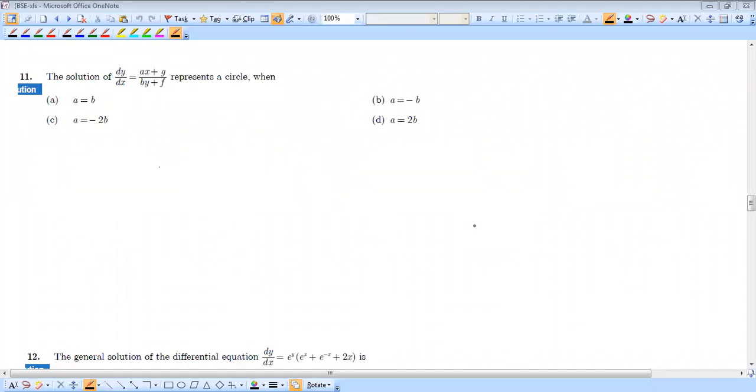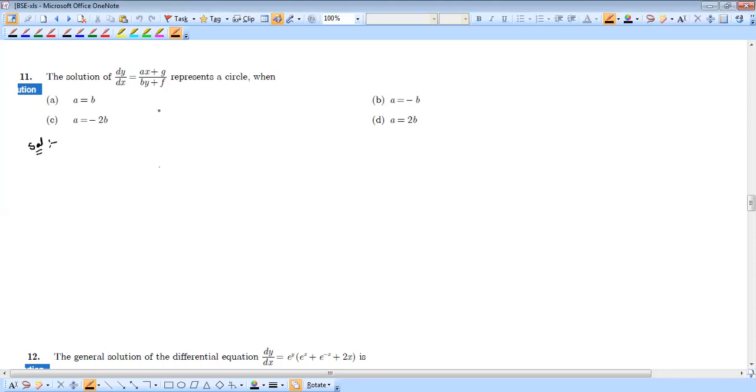This is Varakumar. Yesterday I explained 10 MCQ questions. Today I would like to start from the 11th question. On the screen, the question is: the solution of dy by dx is equal to (ax plus g) divided by (by plus f) represents a circle. 4 options are given, saying what the relationship between a and b is.